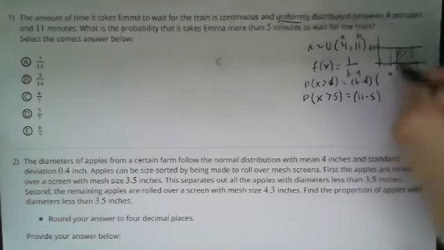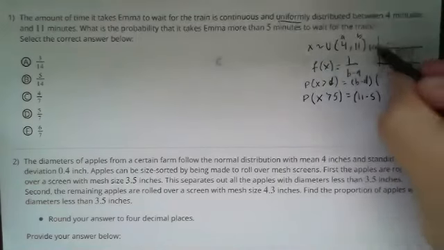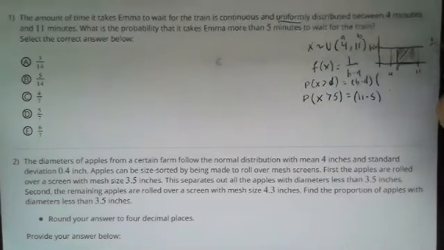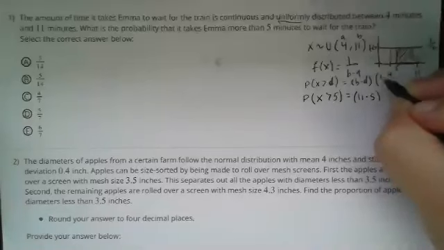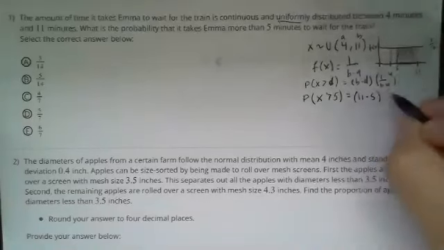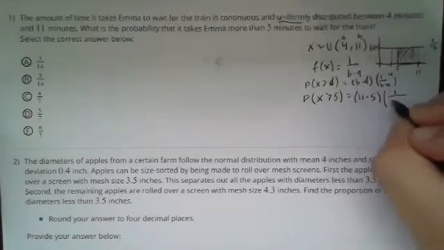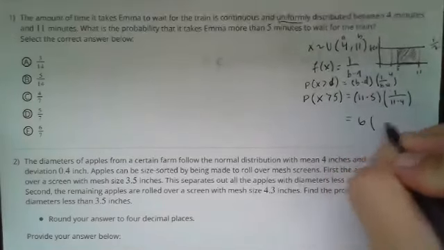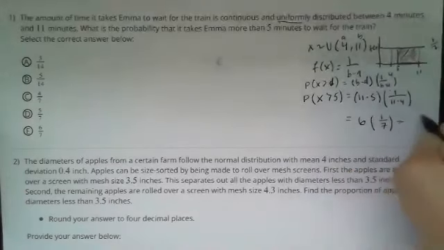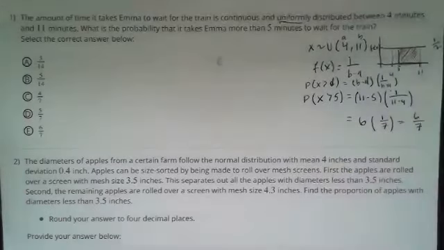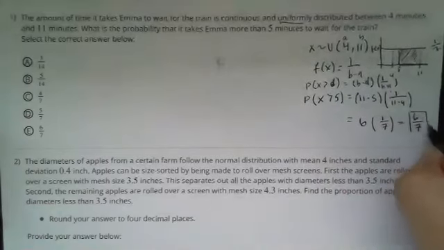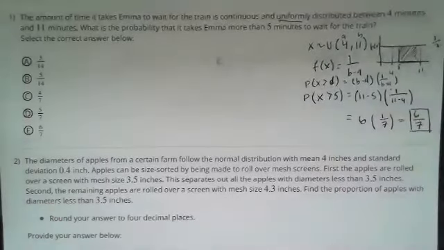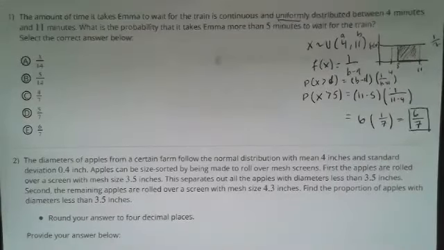And then the height is the f of x. So in this case, it's 1 over 11 minus 4, which is 7. So 1 over b minus a, okay? So in here, it's 1 over 11 minus 4. So that's just going to be 6 times 1/7. And your answer is 6 over 7, okay? So that is number 1. Okay, any questions on this?